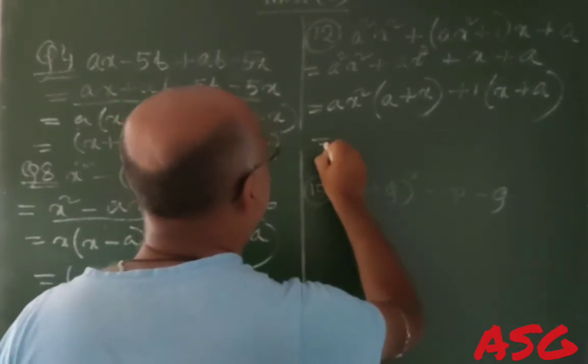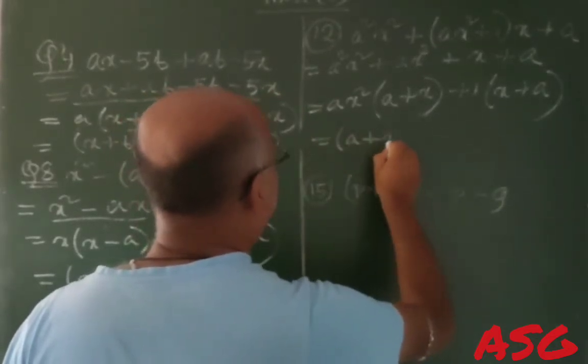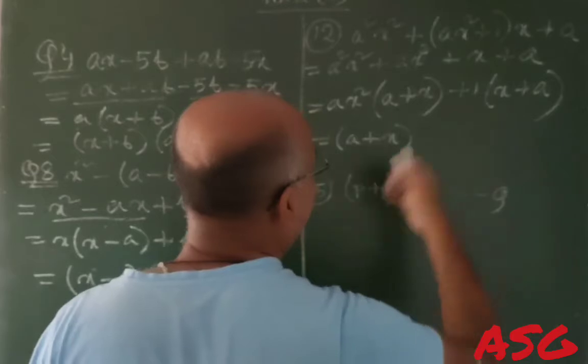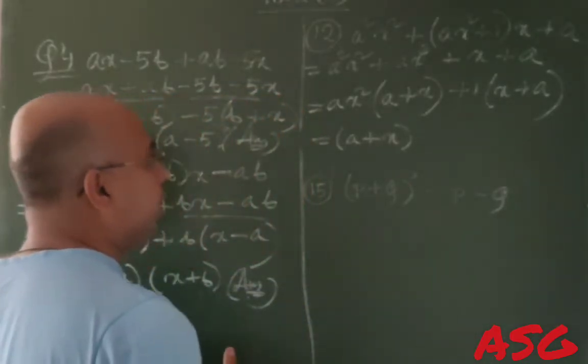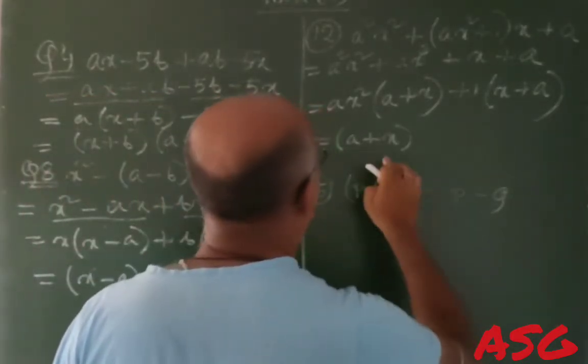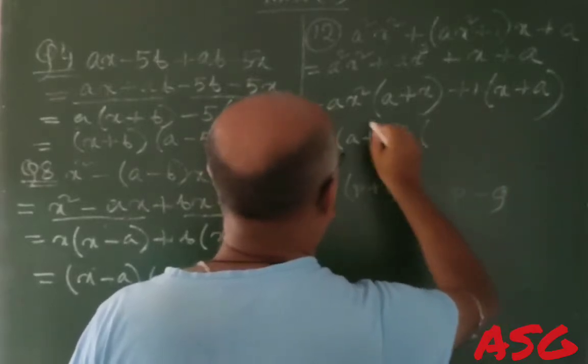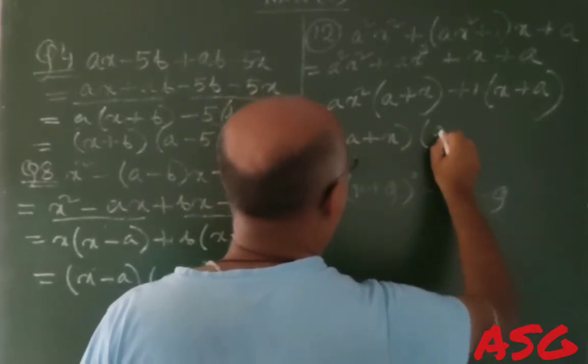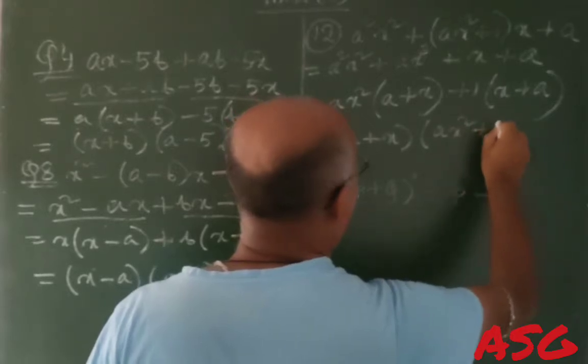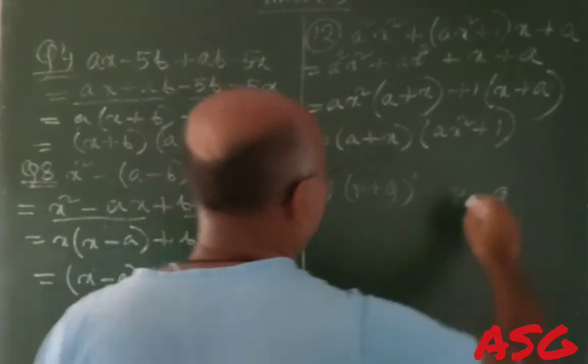So what can I write? a plus x. You can understand 2 plus 3 and 3 plus 2 is the same thing, because both get the result 5. So a plus x from inside, and what is left out is ax square plus 1. ax square plus 1. This is your answer.